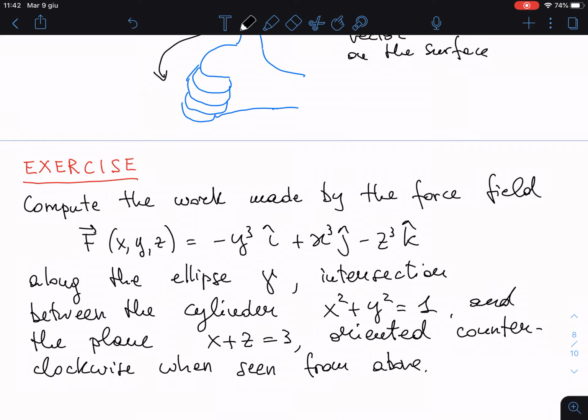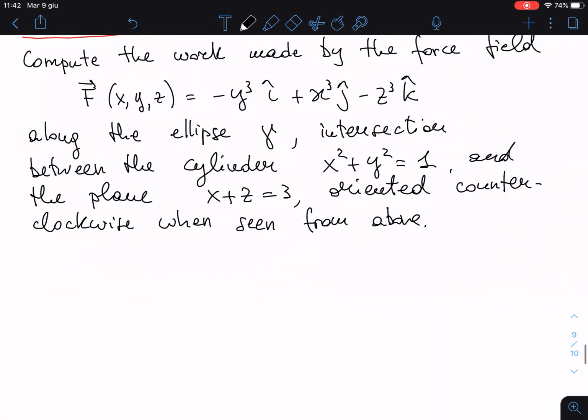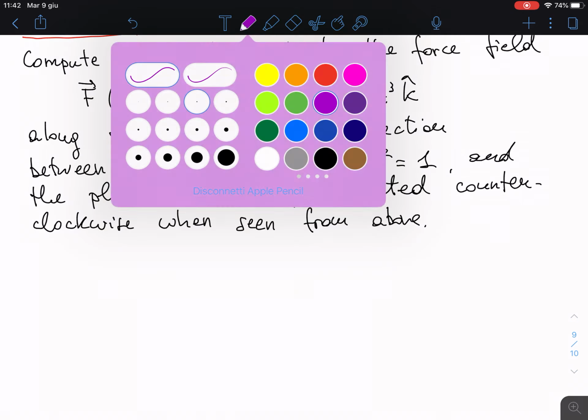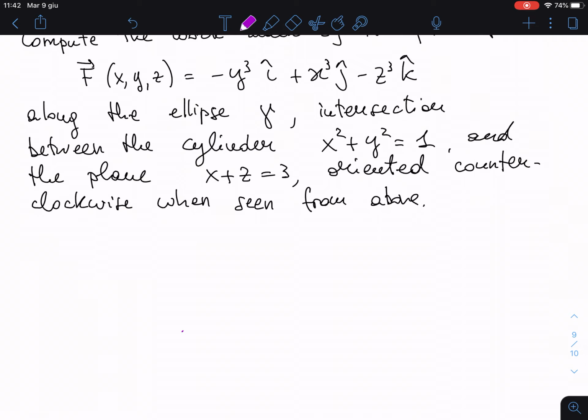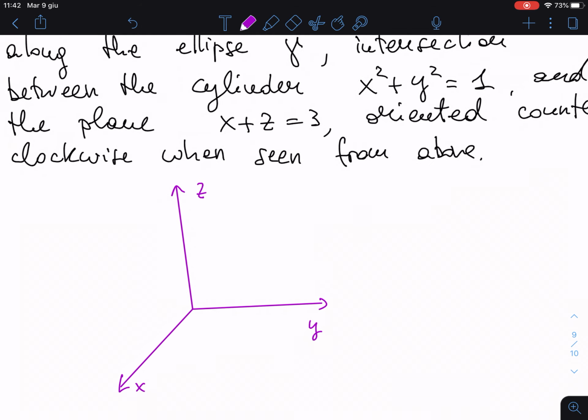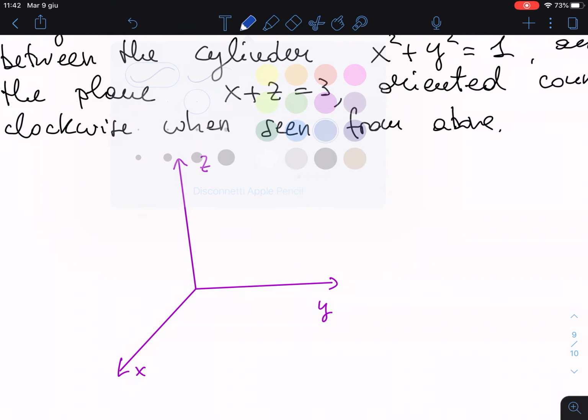So we probably need a picture. I'm not very strong in pictures, but I'll try to do it. So we have, as usual, Cartesian axes: one, two, three. So we have x, y, z. Here we have first the cylinder, a circle, which is x squared plus y squared equal to 1. z does not appear in this equation, so this is the cylinder.